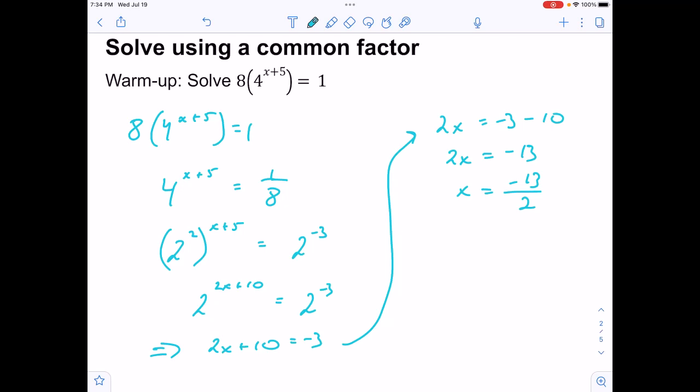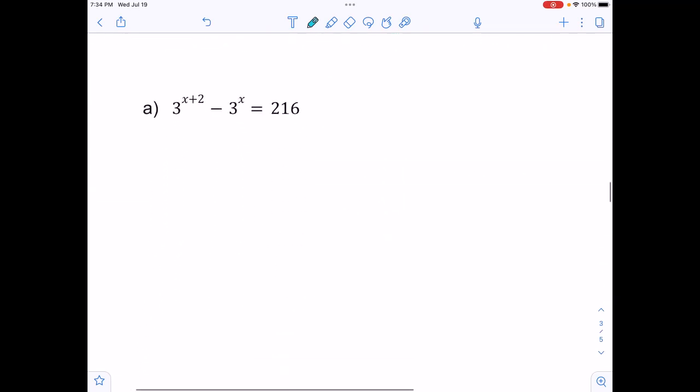Okay, now let's look at a little bit more challenging questions here. 3 to the power of x plus 2, take away 3 to the power of x, is equal to 216. Okay. 216 is not 3 to the power of something, so we don't have a common base here that we can work with, which is unfortunate. I just want you to consider the strategy that I'm going to employ here.